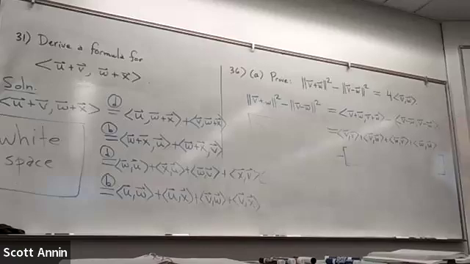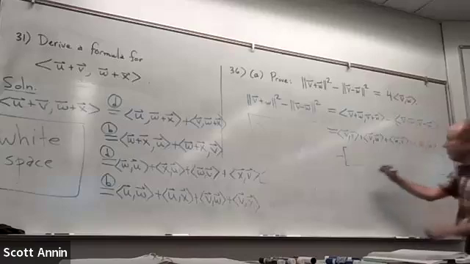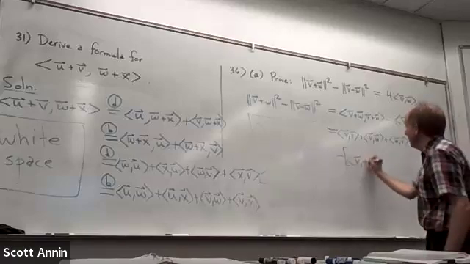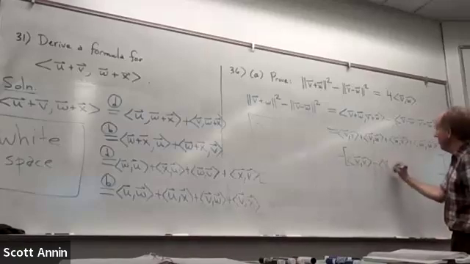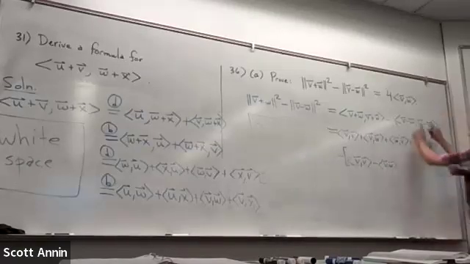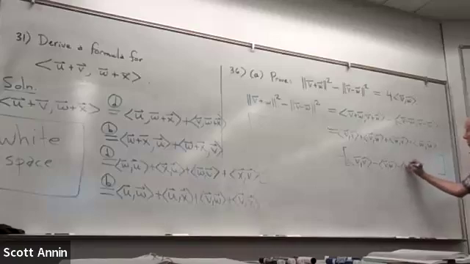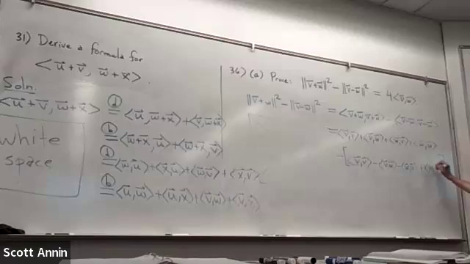And for this guy, I also will FOIL it out into 4 terms, right? So I'll get the inner product of V with V again, and then minus the inner product of V with W, and then minus the inner product of W with V, and then plus the inner product of W with W. So I have all of that.